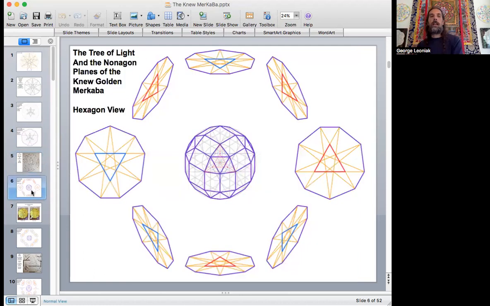And let's just take a look at it, kind of an exploded view of it here, and look at what each of these nonagons look like when we pull each of them apart.